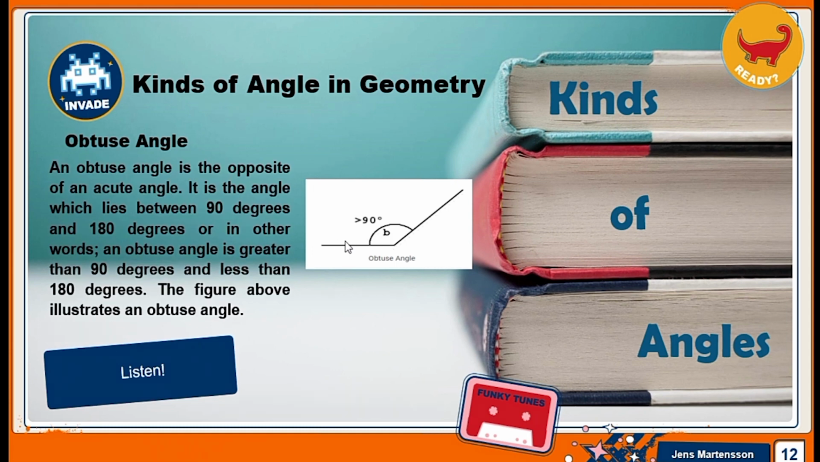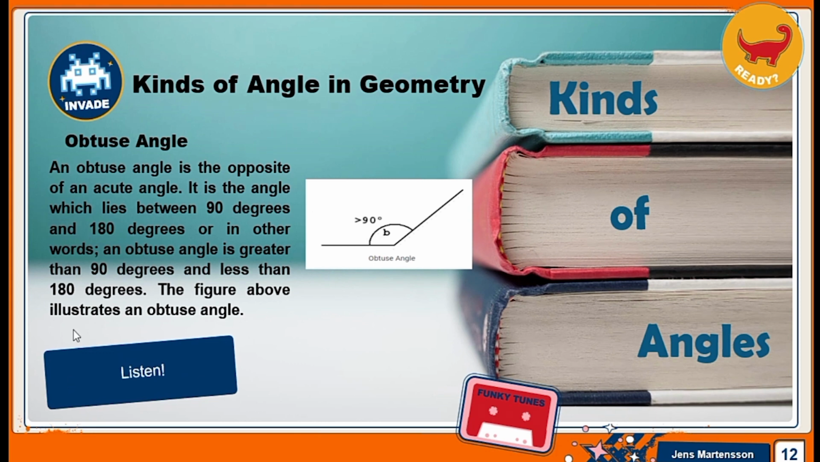So an obtuse angle is the opposite of an acute angle. If an acute angle is less than 90 degrees, an obtuse angle is greater than 90 degrees. It is an angle which lies between 90 degrees and 180 degrees. In other words, an obtuse angle is greater than 90 degrees and less than 180 degrees.